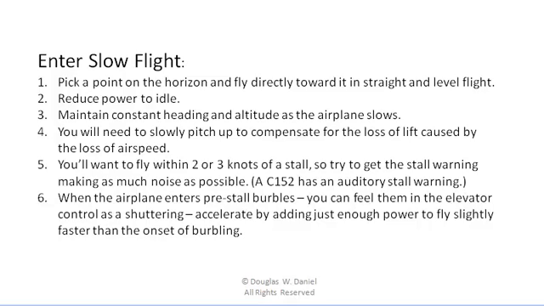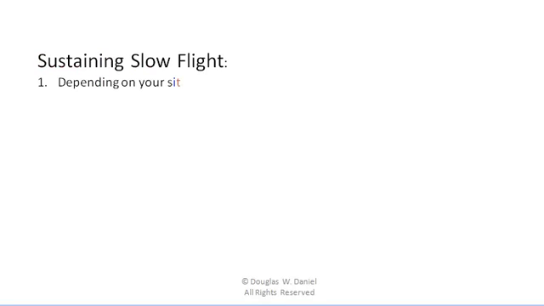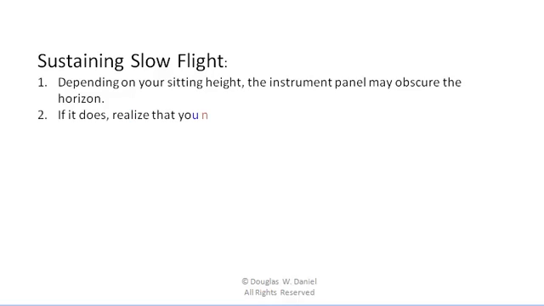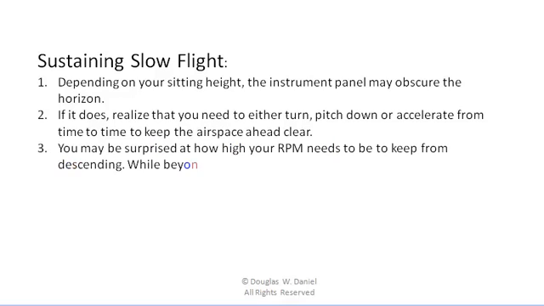As you move the throttle forward, you will need to press on the right rudder pedal to compensate for P-factor and keep the airplane from yawing left. Sustaining slow flight. Depending on your sitting height, the instrument panel may obscure the horizon. If it does, realize that you need to either turn, pitch down, or accelerate from time to time to keep the airspace ahead clear. You may be surprised at how high your RPM needs to be to keep from descending.